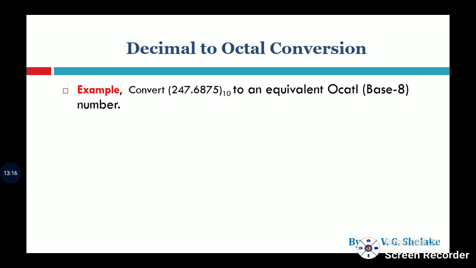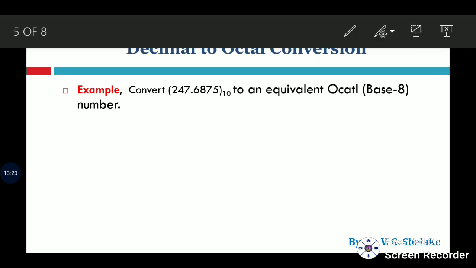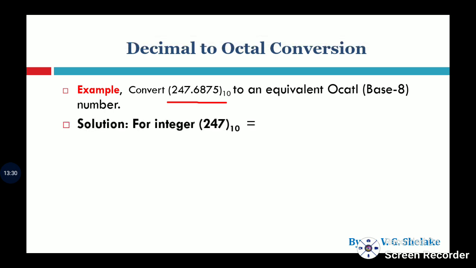We will discuss with the help of an example. Suppose this is one of the examples, 247.6875, that is one of the decimal numbers, and we have to convert it into an octal number. Then for the integer part, we successively divide by 8 and keep the track of remainders.